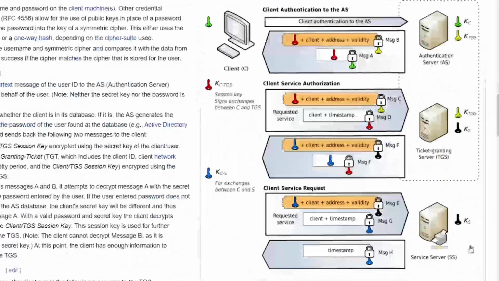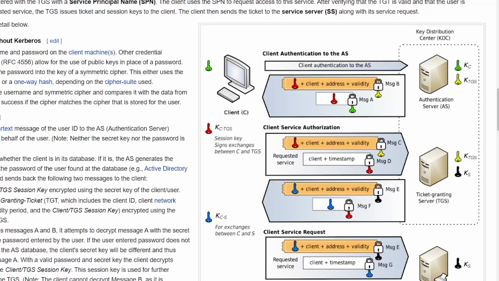Kerberos contains two parts: one is the authentication server and the other is the ticket granting server. First, we will be talking about the authentication server in this video, that is the Kerberos pre-authentication.